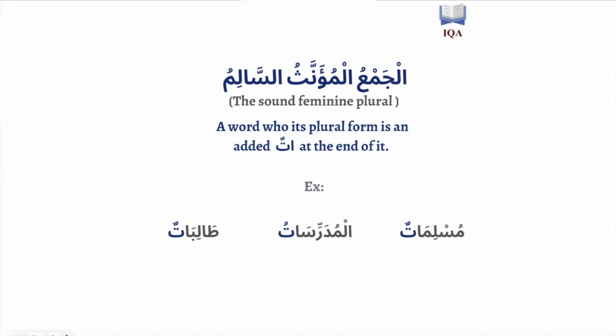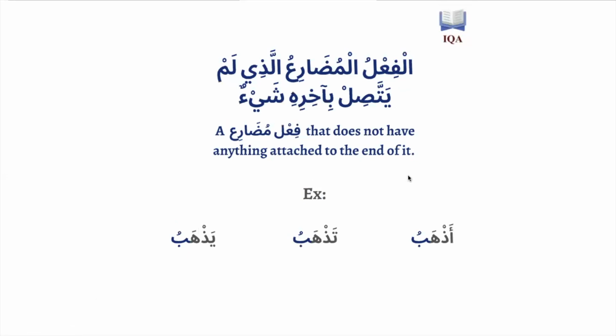Then likewise, الفعل المضارع الذي لم يتصل بآخره شيء. The fi'l mudari' does not have anything attached at the end of it, and we're going to explain what this means. So any fi'l mudari' that does not have anything attached to the end of it is going to be marfu' for dhamma. Yadhhabu, tadhhabu, adhhabu, all these verbs, nothing was attached to the end of them, so they're marfu' for dhamma. So now the question is, what can be attached to the end of a fi'l mudari'?